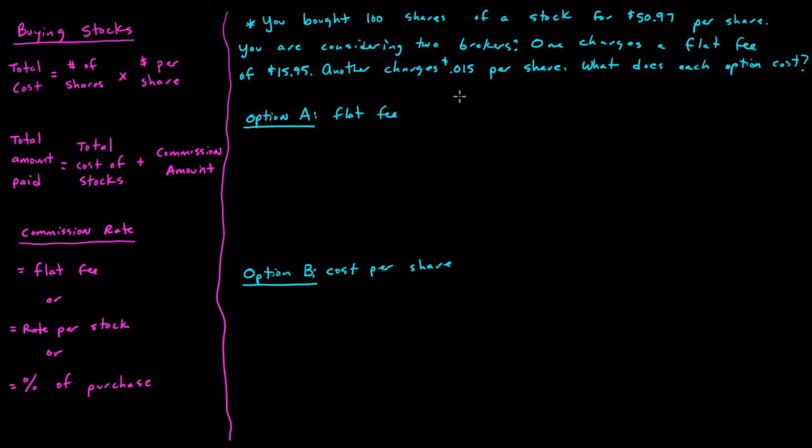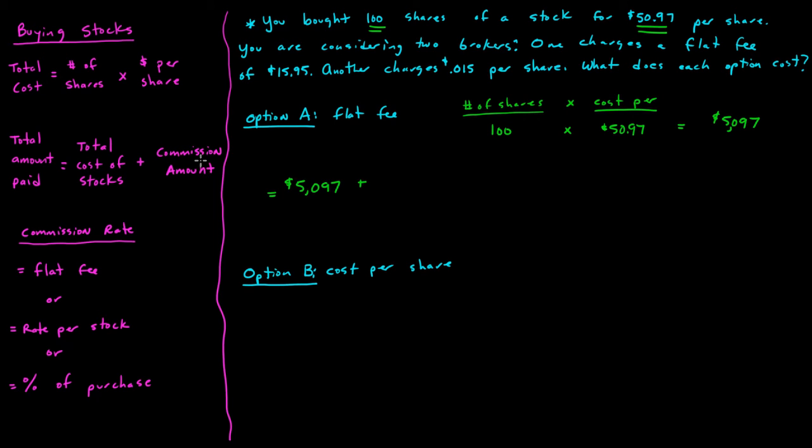First off, what is the total cost of the shares? It's the number of shares times the cost per share. The number of shares here, it says, is 100. We multiply that times the cost per share, which is $50.97. And the cost of these shares then becomes $5,097.